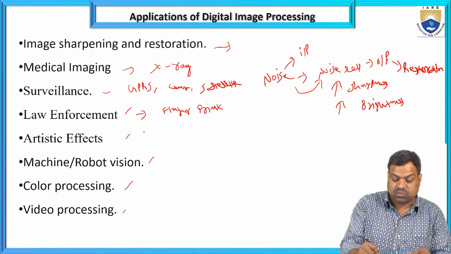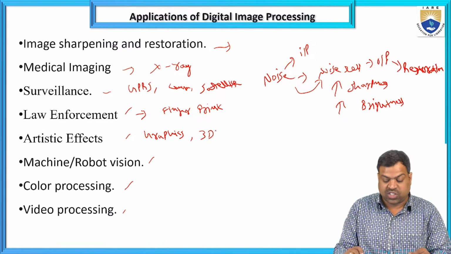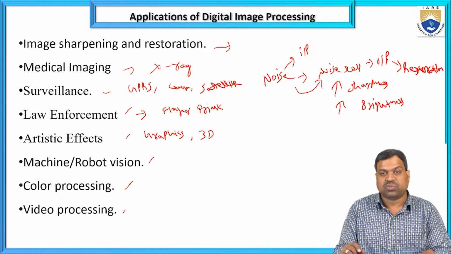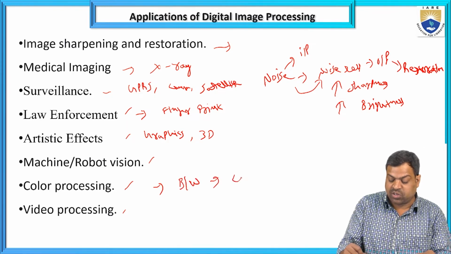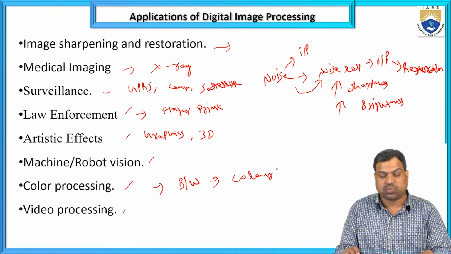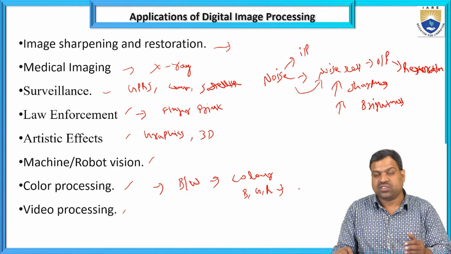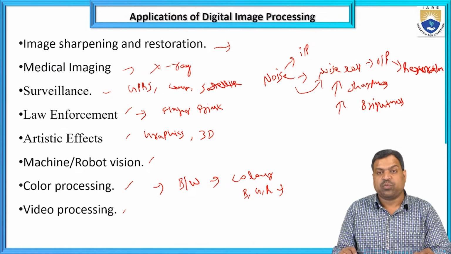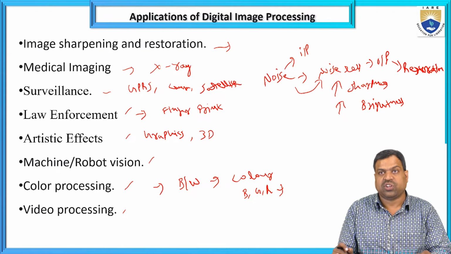Next, artistic effects means graphics, 3D. These are the artistic effects. Next, machine and robot vision. So, manufacturing of robots like this, because we are using some sensors in it. And color processing. Color processing means suppose I have a black and white image and I have to convert it into color. Yes, it is possible to convert black and white to color. Otherwise, I have some blue, green, red colors and I have to change these colors to other colors. Is it possible? Yes, it is possible with color processing. And video processing. Why? Because in video processing, a set of images added together is a video. So, in video processing also we are using images.